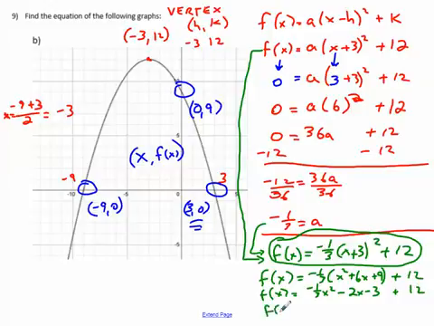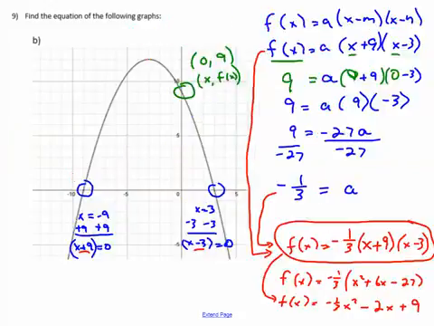Final step, combine like terms. Negative 1/3 x squared minus 2x. Negative 3 plus 12 combines to make a plus 9, and this circled form is the same as this circled form, and all I did now is convert the vertex form into a general form by distributing, multiplying, combining like terms. And there's my general form there at the very bottom right.